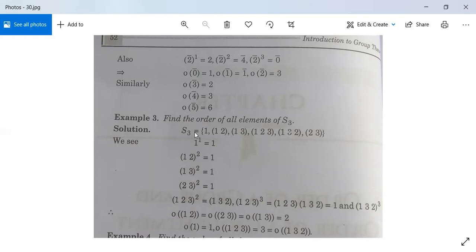There is another example, find the order of all elements of S3. देखो S3 is (1), (1 2), (1 3), (2 3), (1 2 3), (1 3 2), all possible combinations. So (1) power 1 is your (1), (1 2) power 2 is your (1), क्योंकि (1 2) का (1 2) के साथ लेंगे कंपोजिशन तो हमें (1) मिल जाएगा। ये परमुटेशन ग्रुप है। (1 3) power 2 is (1), (2 3) power 2 is (1), (1 2 3) power 2 is (1 3 2), (1 2 3) power 3 is (1) and (1 3 2) power 3 is (1).